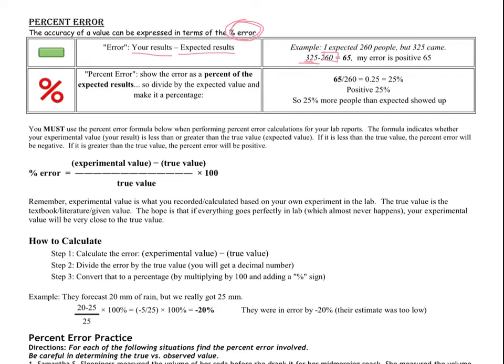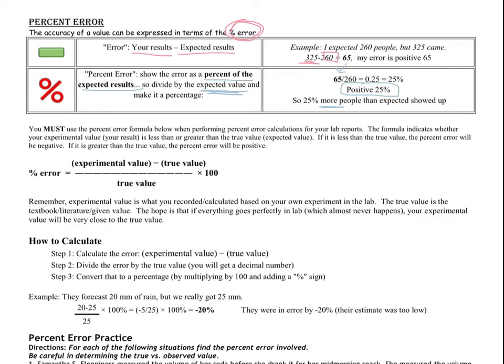Percent error is when you show the error as a percent of the expected results. Notice how it's bold, that means it's important. So it's a percent of the expected results. You're going to divide by the expected value and make it a percentage. So my error is 65 still, right? So 65 divided by my expected value, 260, equals 0.25. Notice how that's positive, right? You turn 0.25 into a percentage, which is 25. So a positive 25%. So 25% more people than expected showed up, because it's positive.